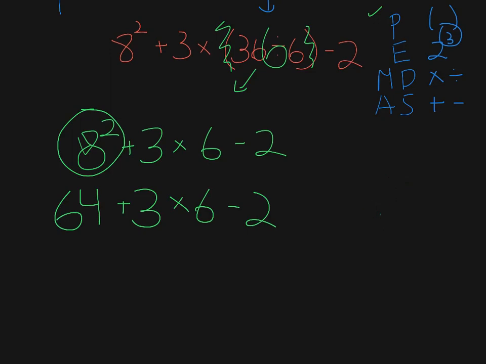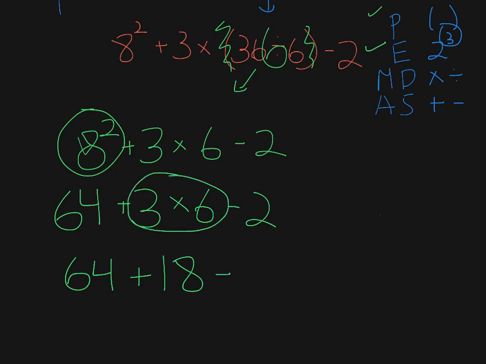Now let's go and finish this up. We did the exponent. Now you have to either multiply or divide, and there's no division, there is a multiplication right here in the middle. So let's go and do that. Now we leave the 64, and then we add 18. The reason why we add 18 is because 3 times 6 gives us 18.